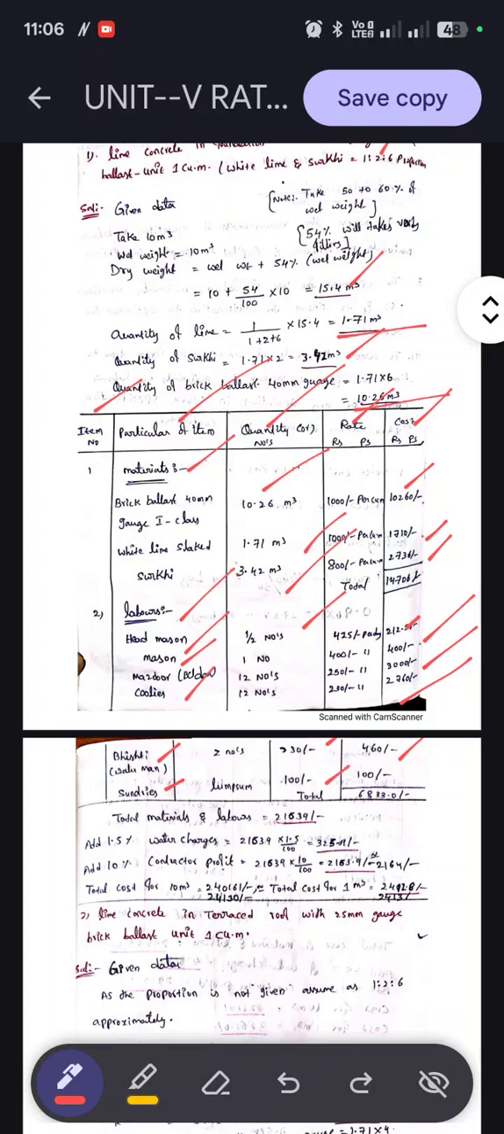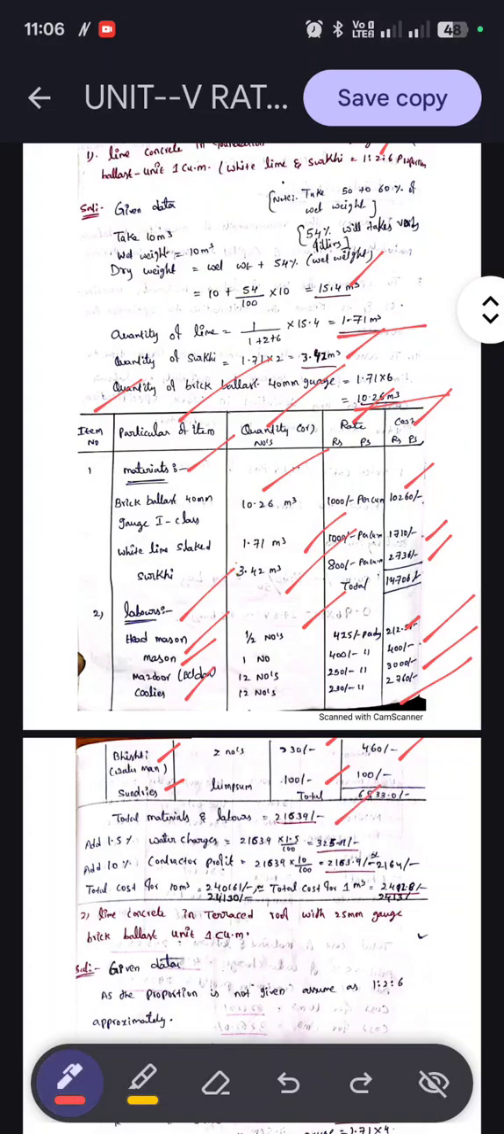Okay, so all are added for labor cost: 212.5 plus 400 plus 3000 plus 2760 plus 460 plus 100. So the total labor cost is 6833 rupees. Now calculating total materials and labor. The table is completed. The total material and labor amounts are added: 14,706 rupees plus 6833 rupees.